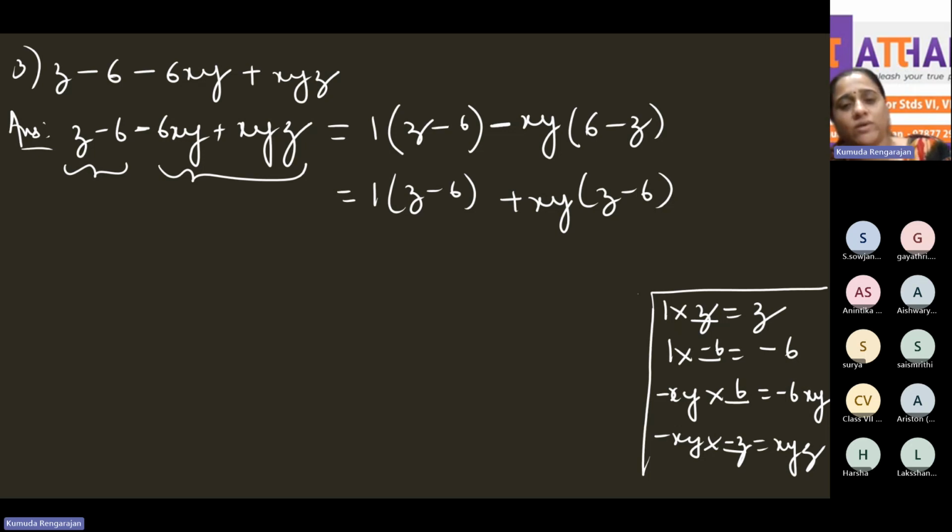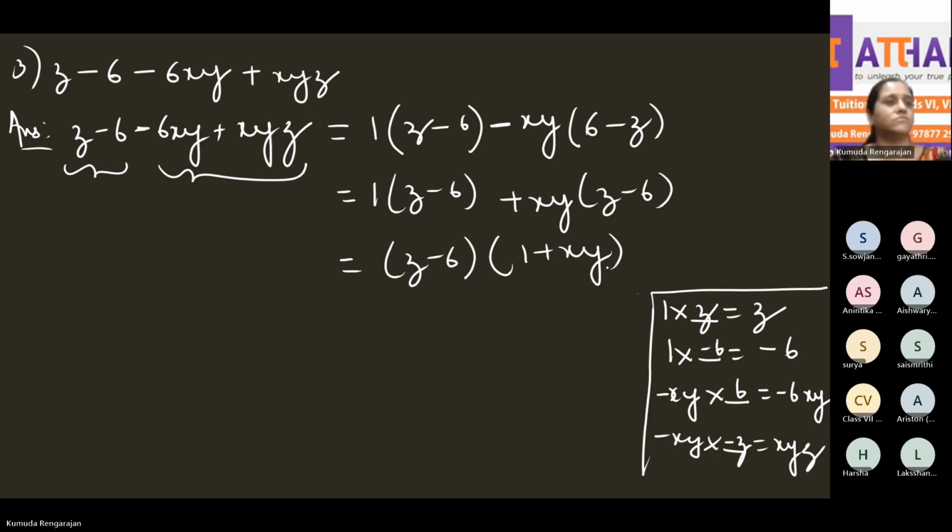In the earlier step it is minus xy. Now it becomes plus xy. Why? Because you've written 6 minus z as z minus 6. Now z minus 6 is common. Then gather the 1 plus xy, or you can write xy plus 1. So these are the two factors of the expression. Factorize means you write it as a product of its factors. So the answer is z minus 6 into 1 plus xy. So z minus 6 is one factor, and 1 plus xy is the other factor of the given expression.